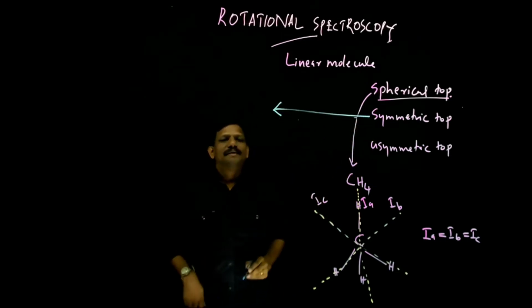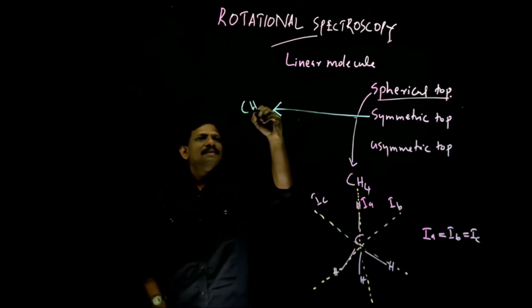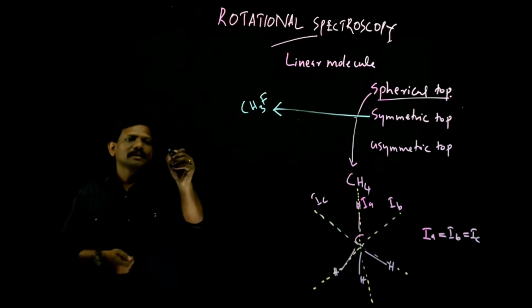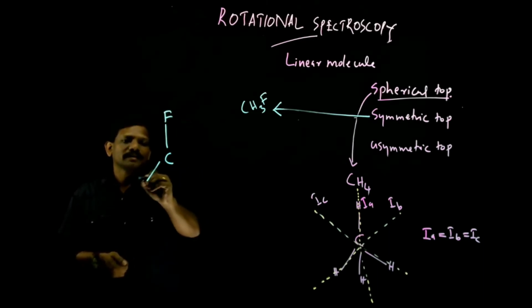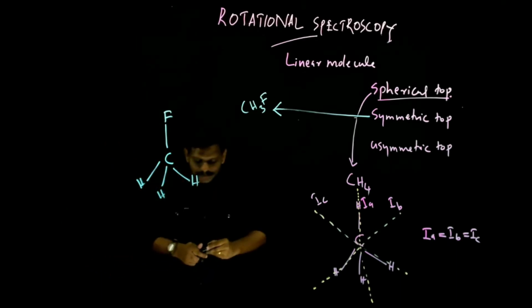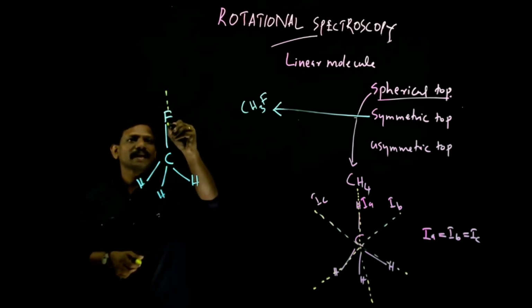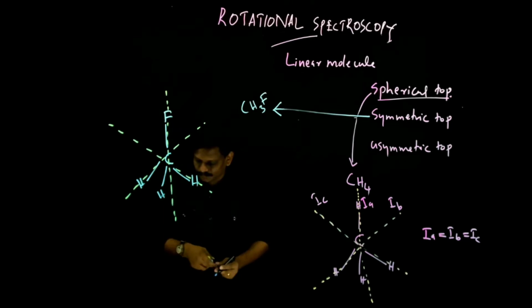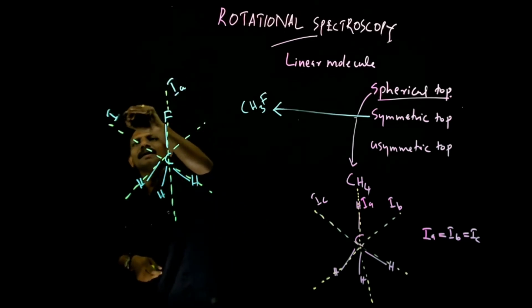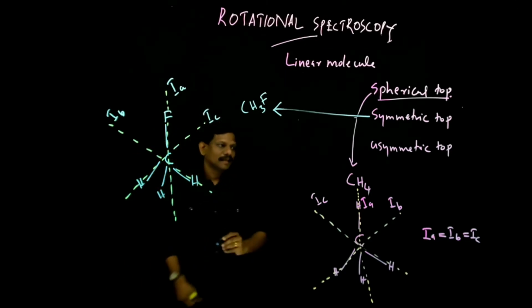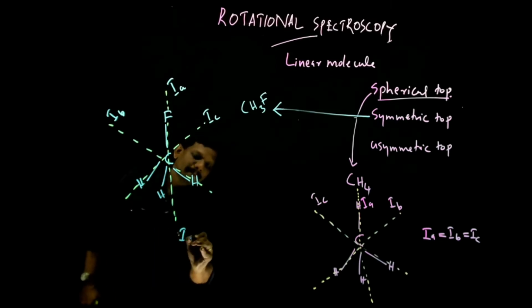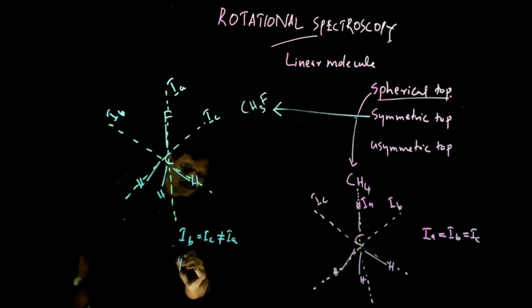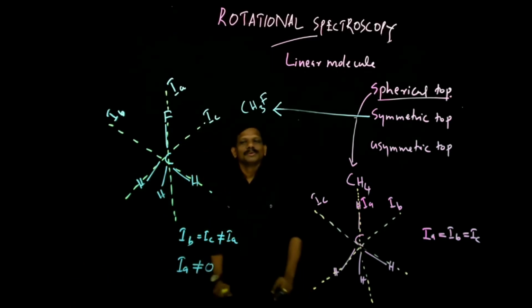Next we can consider a symmetric top molecule. An example is CH3F. That means one hydrogen is replaced by fluorine. You can see the tetrahedral type shape like this, but it is not a perfect tetrahedral. If you draw the rotational axis like this through the hydrogen, here you can write IA, IB and IC. Here IB is equal to IC, but it is not equal to IA. And IA is not equal to 0.